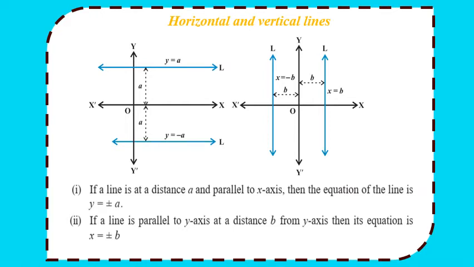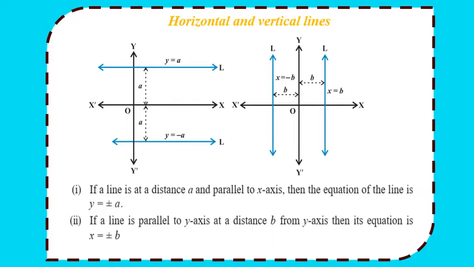Now first we have horizontal and vertical lines. If a line is parallel to x-axis, as you can see we have y equals a or y equals minus a parallel to x-axis. In that case we take y equals constant. If it is on the positive y-axis we say y equals plus a, and if it is on the negative y-axis we say y equals minus a.